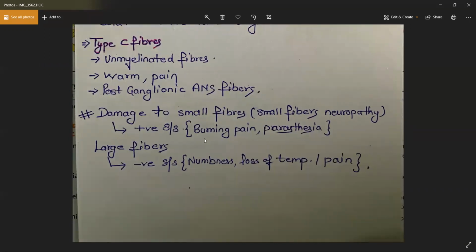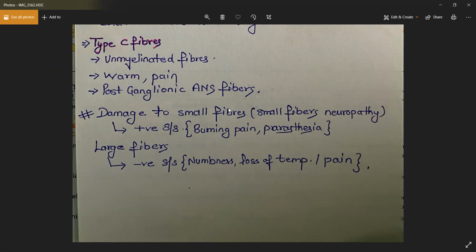Whenever damage happens to the small fibers, you will have something known as a small fiber neuropathy, in which you get the positive symptoms. That means a burning pain and paresthesias. Whenever you have damage in the large fibers, you will have negative symptoms like numbness and loss of temperature and pain sensation. Most of the time you study that whenever a patient gets a neuropathy, they will have this burning pain and paresthesias, right? And that's because the neuropathy is affecting the small fibers.